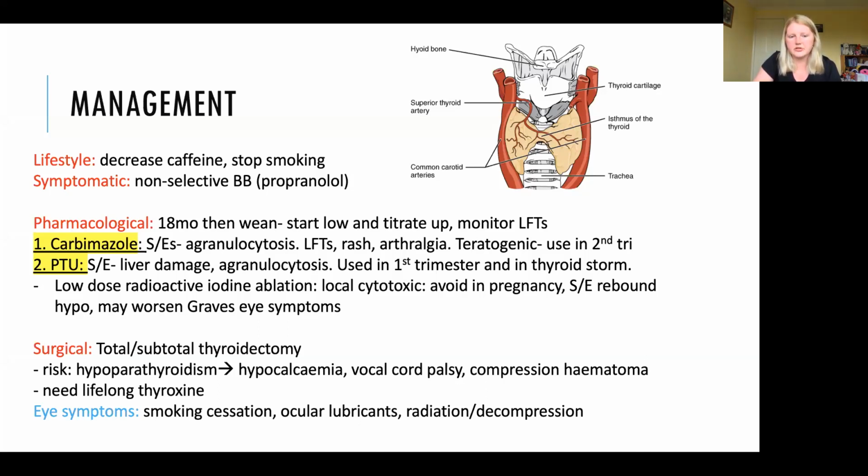Other options include iodine ablation, but that doesn't always treat all the symptoms yet. Also, surgically removing the thyroid will quite obviously reduce the amount of circulating T3 and T4. And in terms of the eye symptoms of Graves, treating the hyperthyroidism doesn't always reverse the symptoms, particularly in terms of the eyes. So smoking cessation and lubricants can help it as well.